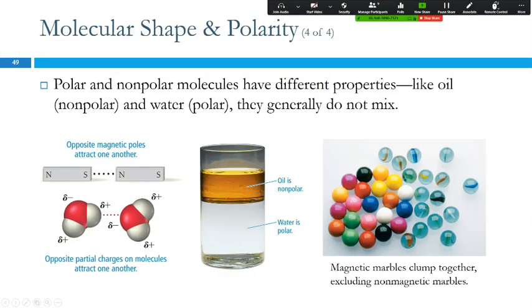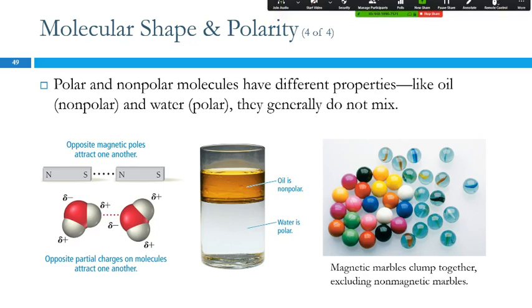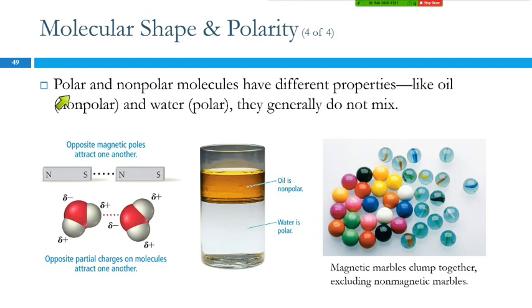So polarity is really important because it drastically affects the properties of molecules. Polar and nonpolar molecules generally will not mix together. And this is what happens with oil and water. Go in the kitchen and try this after lecture if you want to, or if you've got Italian salad dressing that doesn't have an emulsifier in it. The oil always rises to the top and the water sits on the bottom. And you can shake this up as long as you want, but as soon as you stop shaking it, it will begin to separate out again.